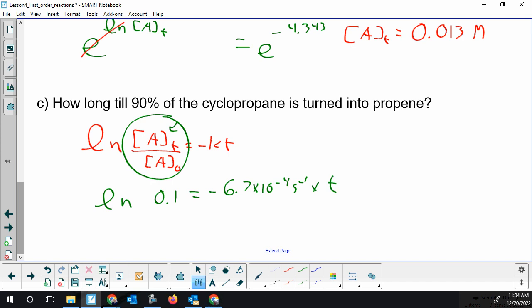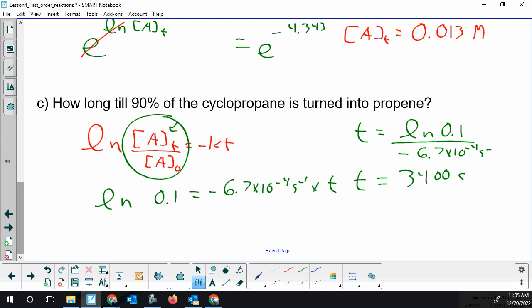Okay. And we can rearrange and solve for time. And to two significant figures, I got 3,400 seconds. So I know 3,600 is an hour, so it's a little bit under an hour. It's 200 seconds shy of an hour to get down to 10% left. Okay. So that's our first order kinetics.